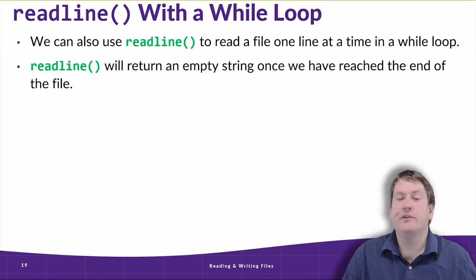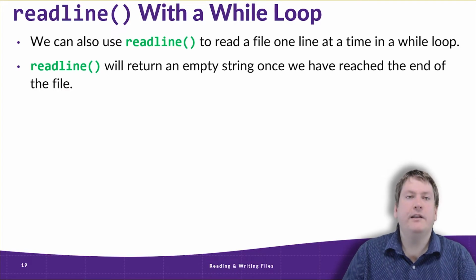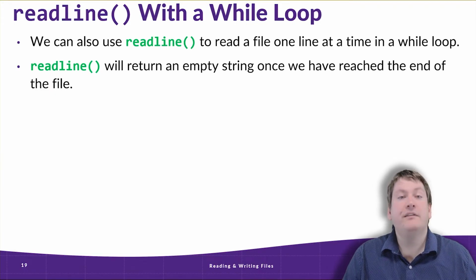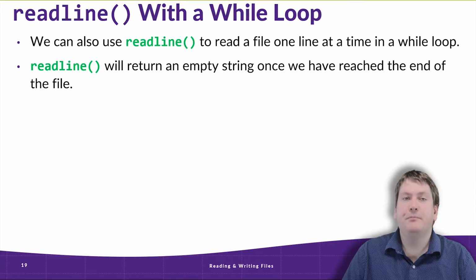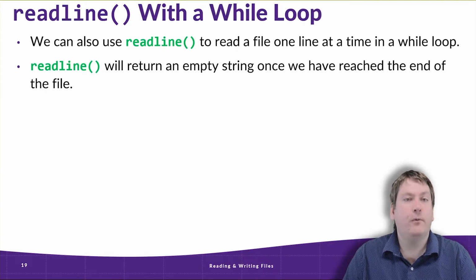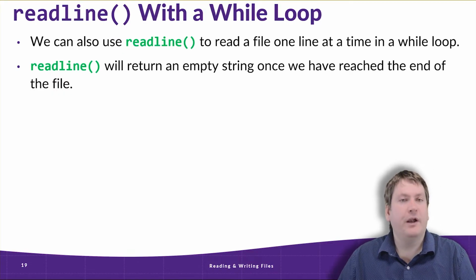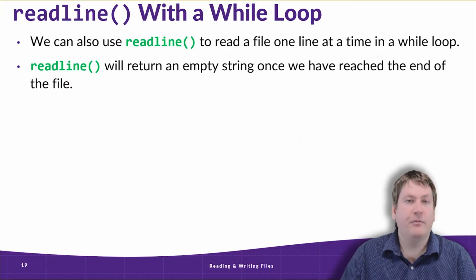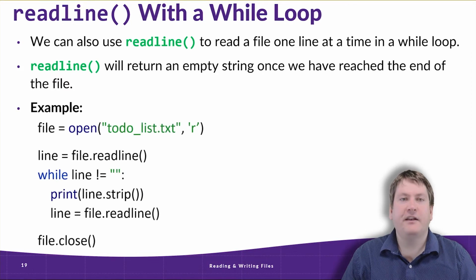And using a while loop versus a for loop has a few different trade-offs, and it gives us some different flexibility. We have to use the right tool or the right loop for the job. And readline is great for this because it has that feature we talked about before, where once it reaches the end of the file, it returns an empty string. That's important because that can be our condition for our while loop. If we return an empty string from readline, we know we're at the end of the file, and then we can terminate the loop. So let's take a look at an example.